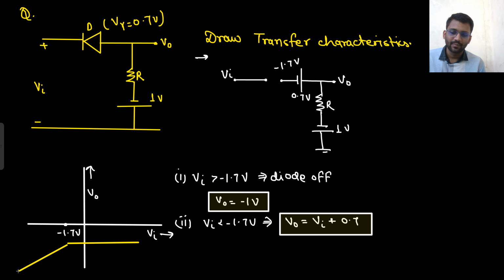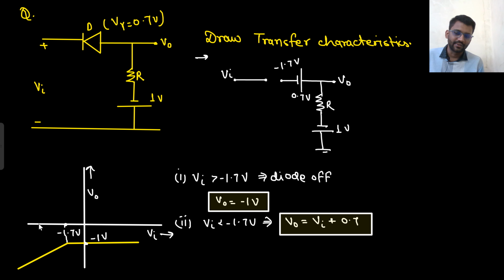That means the slope will be positive. And also you can check the slope is positive. When V in is equal to minus 1.7, your V naught is equal to minus 1 volt. So you can check at V in equals minus 1, or you can check at V in equals minus 2, what will be the value. At V in equals minus 2, the value will be minus 1.3.